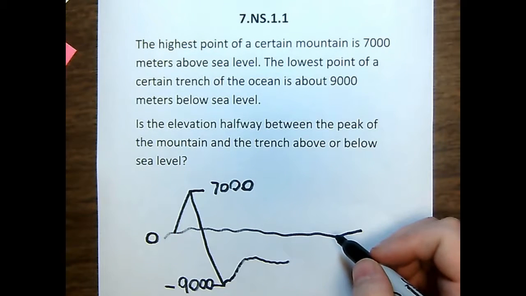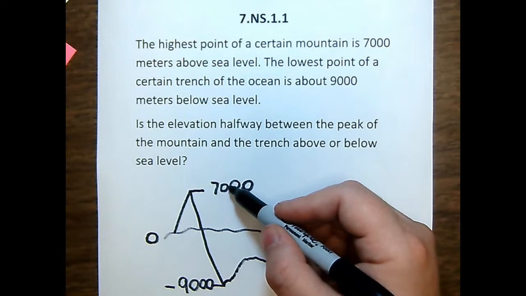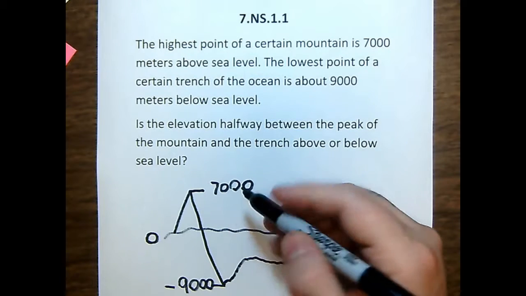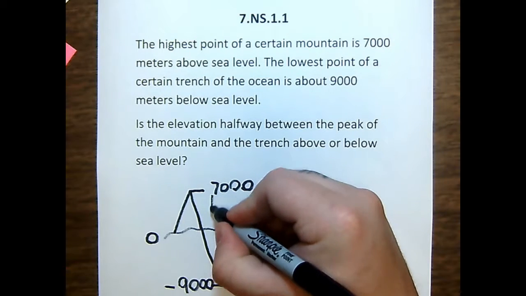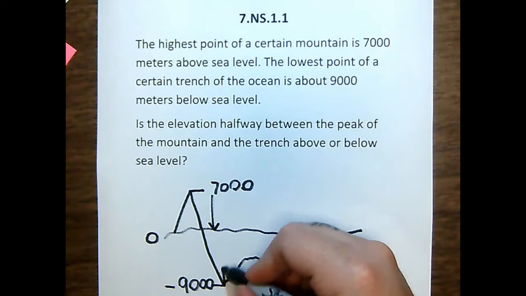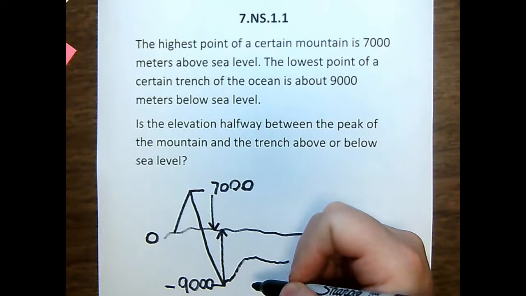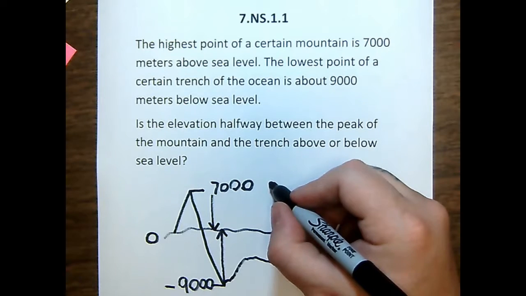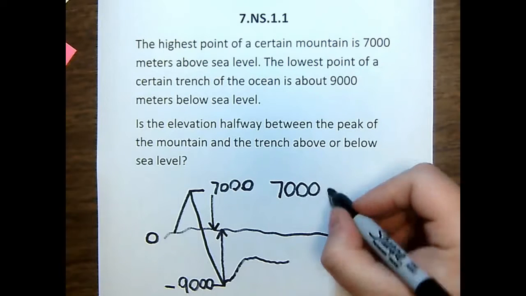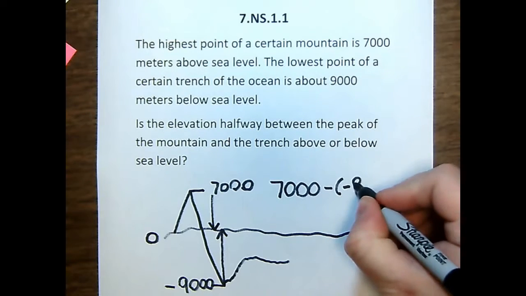So just like the question in the previous video, we need to find the distance between here and here. So we do it the exact same way. We need to find the distance from 7,000 to sea level, and we need to find the distance from negative 9,000 to sea level. So we'll start with 7,000, and we know if we take the difference, we would subtract a negative 9,000.